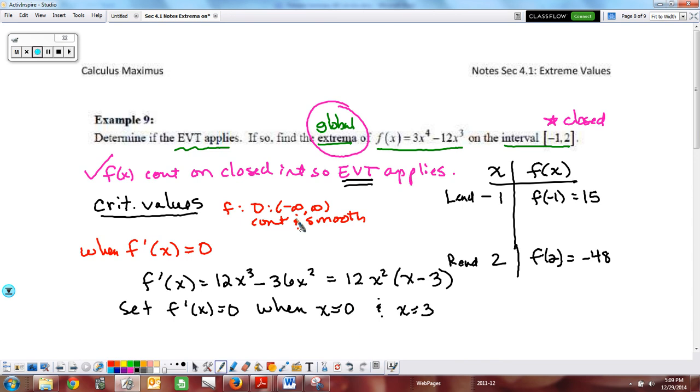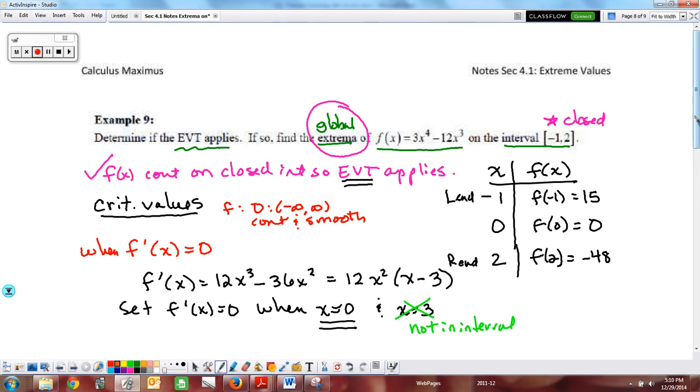Now we've already determined both of these are in the domain. Now I'm going to determine, are they in the interval? What you will notice here is that the 3, while it's a place where you have a horizontal tangent, is not in the interval, so I'm removing it from my consideration because I'm only trying to find global maxes on the interval. The one that is in the interval, 0, I add to my chart. I calculate f of 0, which is 0. And now we're ready to answer the question.